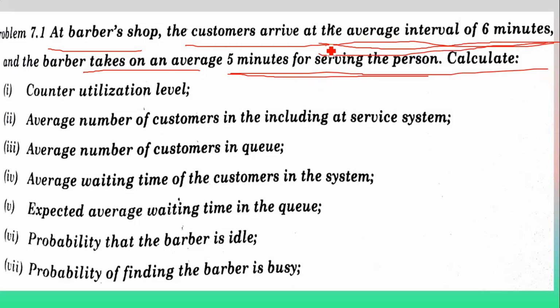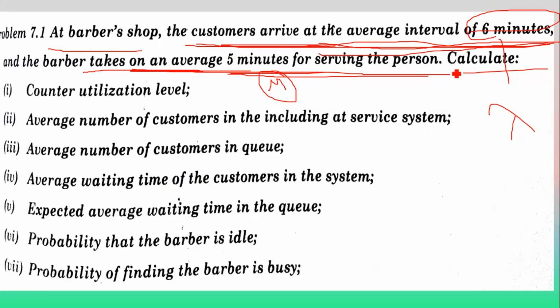This, arriving at the facility, that is related with arrival rate, and this is related with the service rate. So this 5 minutes is related with mu. It is not mu actually, but it is related with mu, and this 6 minute is related with what? It is related with lambda, because it is about arriving and this is about servicing, right?